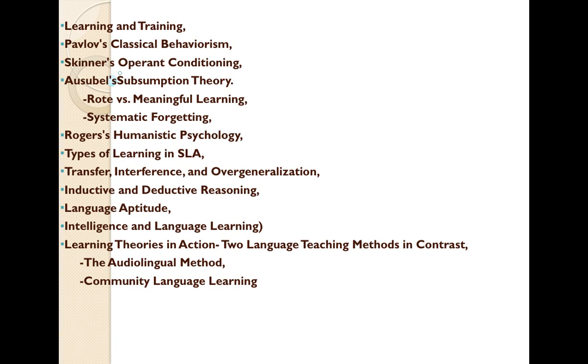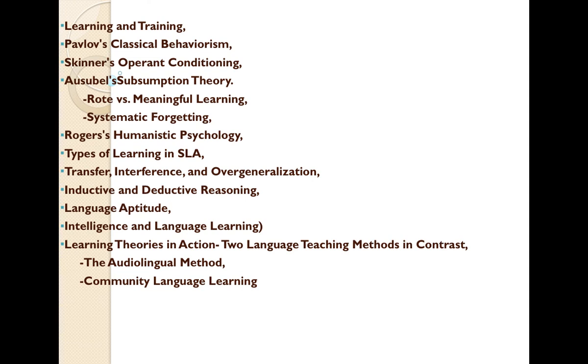First of all, we will tackle learning and training. Then we will move to Pavlov's classical behaviorism, then Skinner's operant conditioning, and then Ausubel's subsumption theory with two subpoints: rote versus meaningful learning and systematic forgetting. Then Zakaria will cover Rogers' humanistic psychology and types of learning in second language acquisition: transfer, interference, and overgeneralization, and he will end with inductive and deductive reasoning. Then Abdelaziz will cover language aptitude, intelligence and language learning, and then learning theories in action: two language teaching methods in contrast, especially the audiolingual method and community language learning.